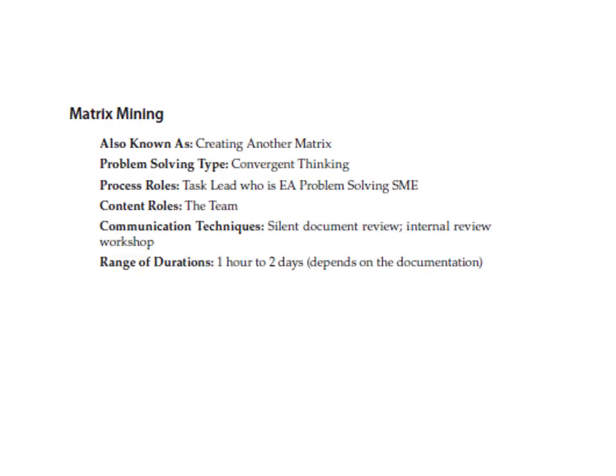So next catalog is matrix mining, and it is also known as creating another matrix. Problem solving type is convergent thinking. Process roles is task lead, who is EA problem solving SME. Content roles is the team. Communication techniques, silent document review, internal review workshop. Range of duration is 1 hour to 2 days. So it depends on the documentation. So these are the five catalogs which help us to solve the patterns problems.